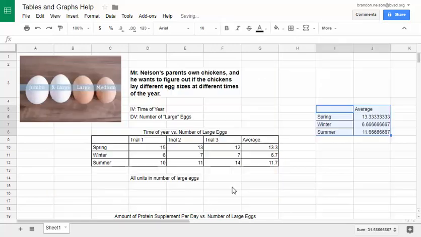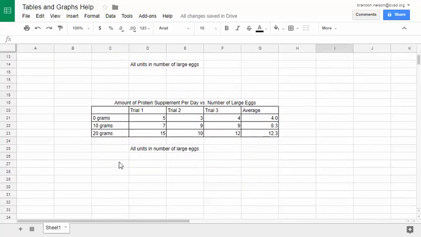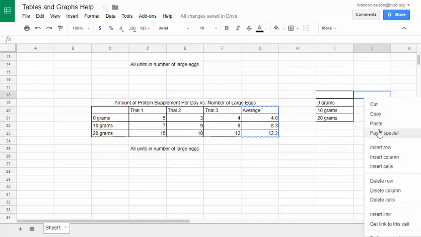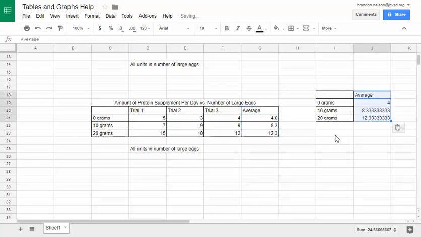Now let's say that you were going to do an experiment where you didn't have these categories as your independent variable. Let's say that I was going to do the experiment where I gave my chickens different amounts of protein, and then I measured how many large eggs they produced. Well, it's the same kind of idea, but there's a few little differences that you need to know about. So I'm going to make my throwaway table again. I'm going to paste my labels, and then I'm going to paste my averages by doing Paste Special and Values Only.